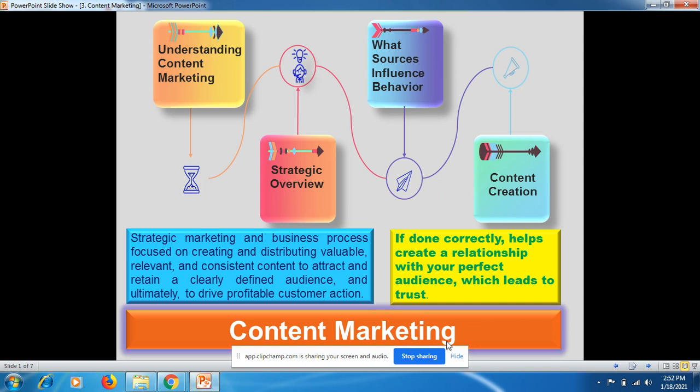Today we'll be covering our next lesson, content marketing. Friends, everyone knows in digital marketing, content is the king. Not only in digital marketing, but also in offline businesses. Strategically, content is the king. And here we'll be covering four topics: understanding content marketing, why it is important to understand content marketing, then strategic overview of the content marketing, what sources influence the behavior of the consumer, and the last, how to create a content marketing strategy, which means content creation.